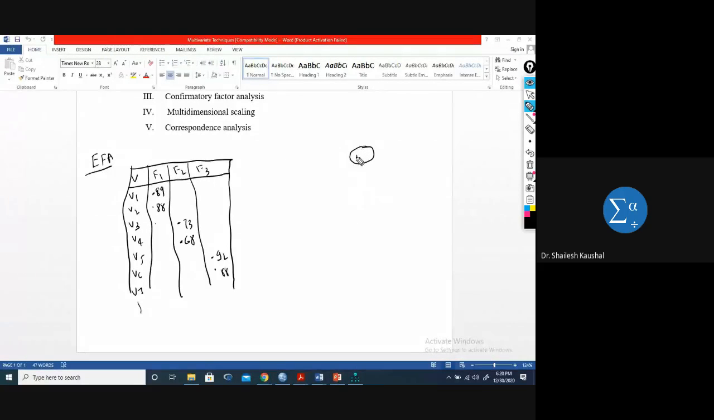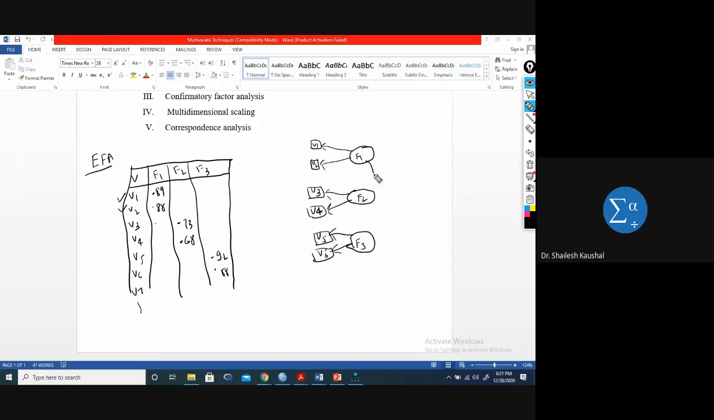This is factor 1. And how many questions does it have? It has two, v1 and v2. Another variable, f2, has two questions, v3 and v4. And another factor, we can write it in picture form, v5 and v6.